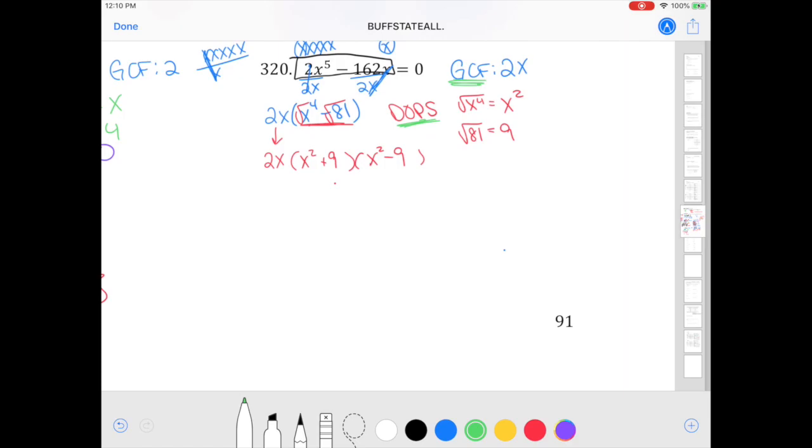This example is kind of a challenge problem, like something you might see on a bonus. I just wanted to give you some insight on what that might look like. You can actually factor this again. So the 2x can't be factored again.